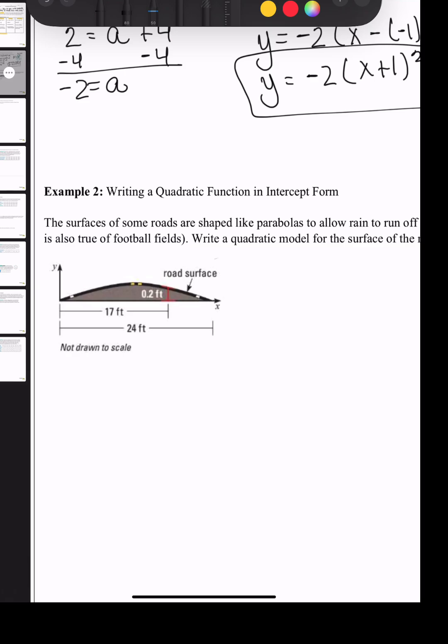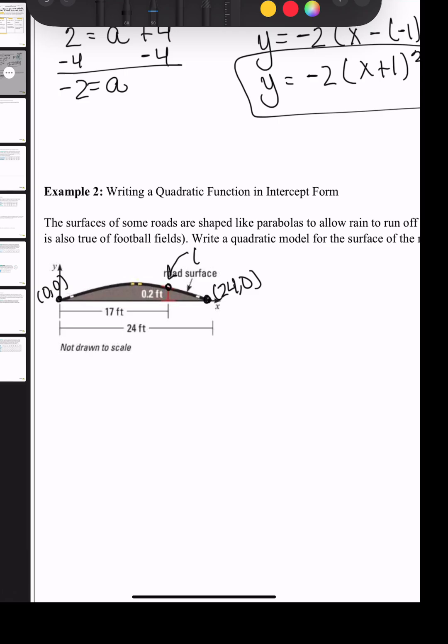So one end of the road is at this point, which I will call (0, 0). Notice that is an x-intercept. Another point of the road is over here, and it's 24 feet away from that first point. And that is another x-intercept at (24, 0). We're also given one more point. We're given where the road is curved up about 0.2 feet above that horizontal surface, and that happens about 17 feet from the beginning of the road.